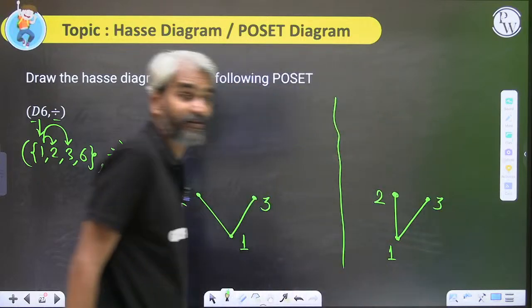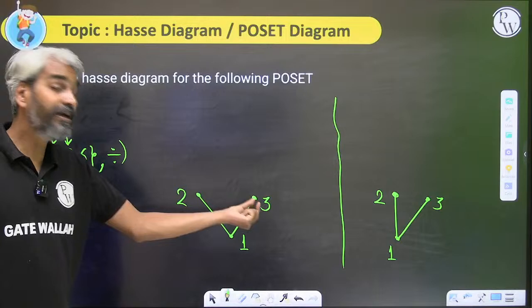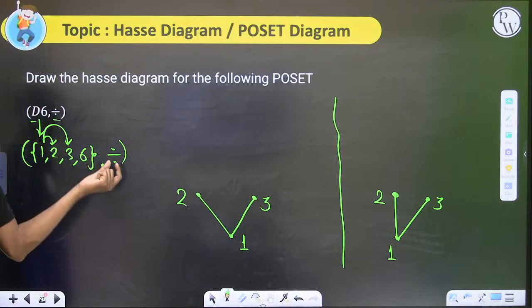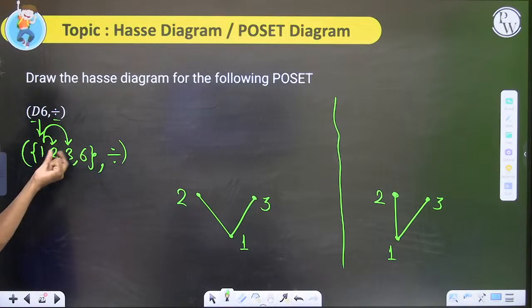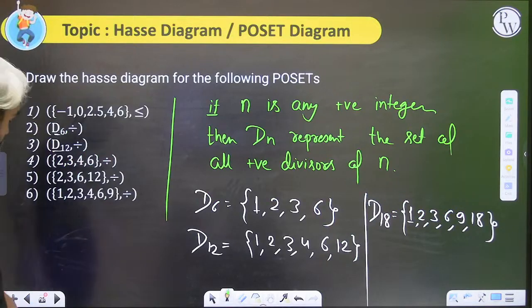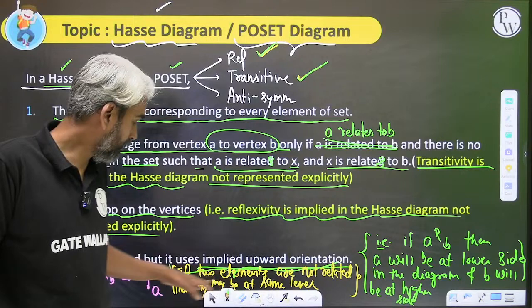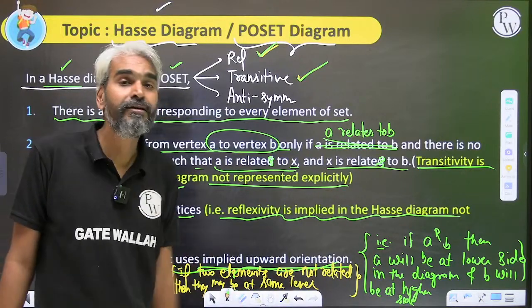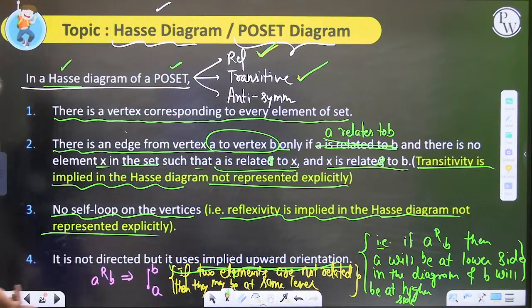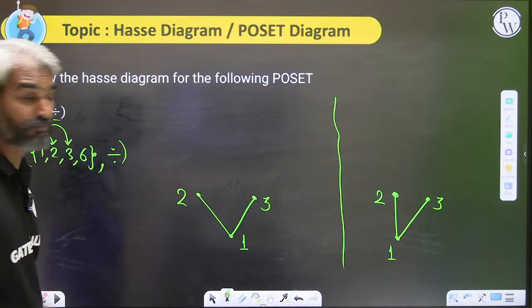Okay. 1 divides 2 as well as 1 divides 3. Now the idea is, why are these two elements on the same level? 2 and 3 are not related with respect to divide. Neither 2 divides 3 nor 3 divides 2. If two elements are not comparable or not related, then they may be at the same level. Yes, sir.